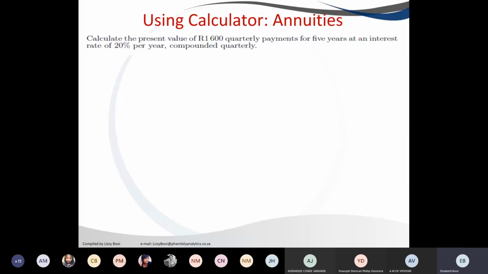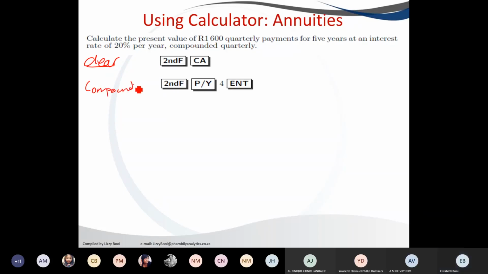When we use financial calculator steps, second function CA, second function P/Y 4, which means I'm clearing my calculator of any stored values, and then I put in my compounding periods.